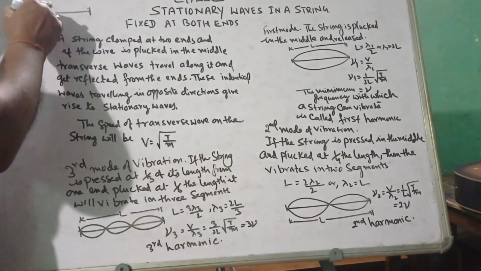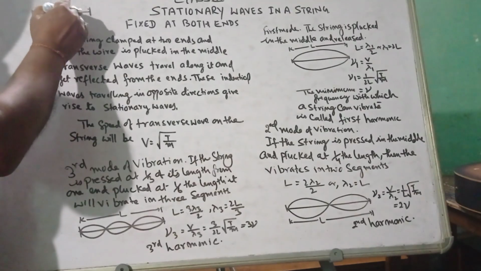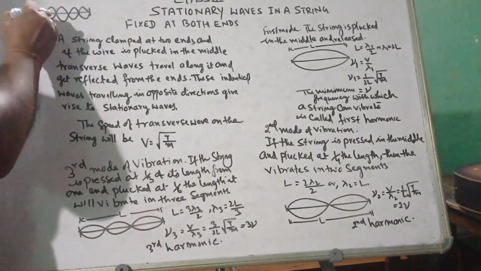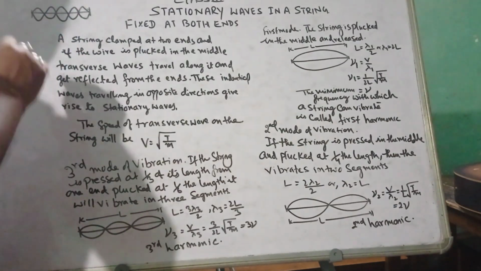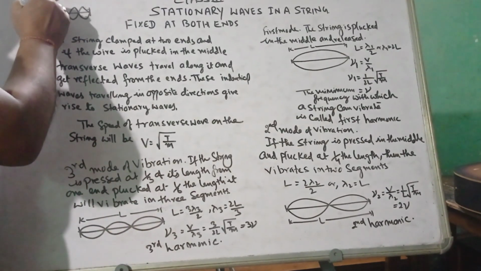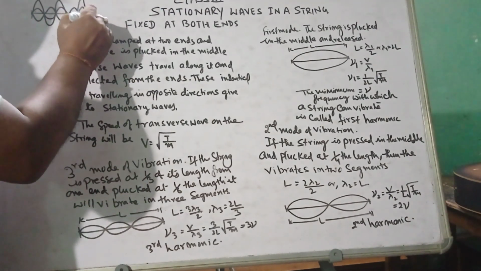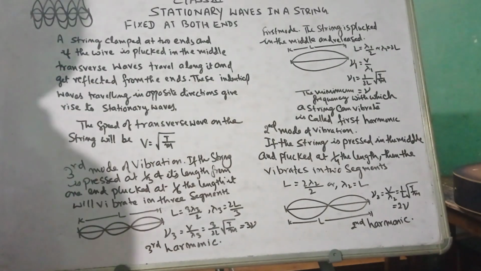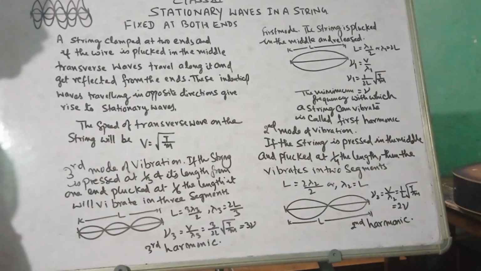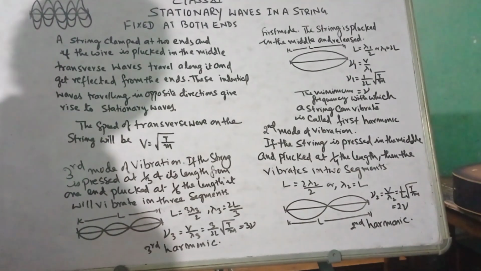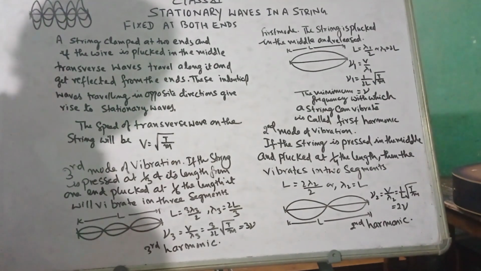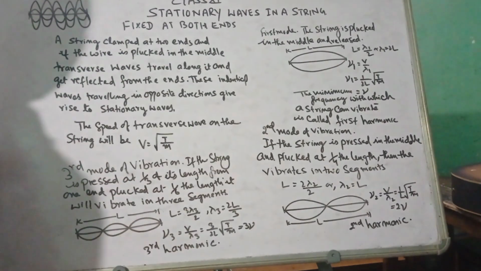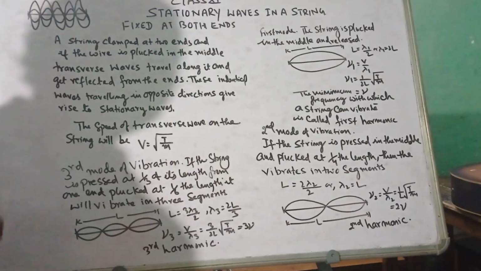Now, suppose this is the wave and it reflects and moves in this direction. So these two waves will superimpose and form like this. That means, first of all, the main basic theory is that any vibrating object produces a sound. So here, when the string vibrates, it will produce a sound.